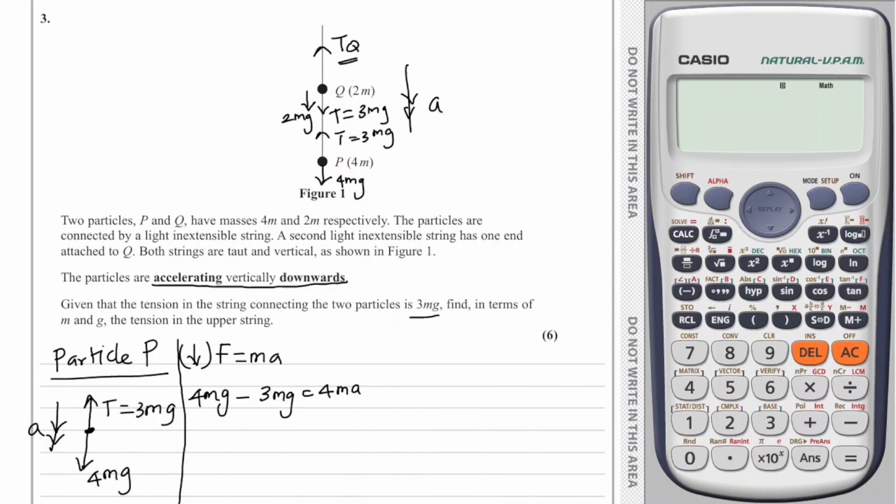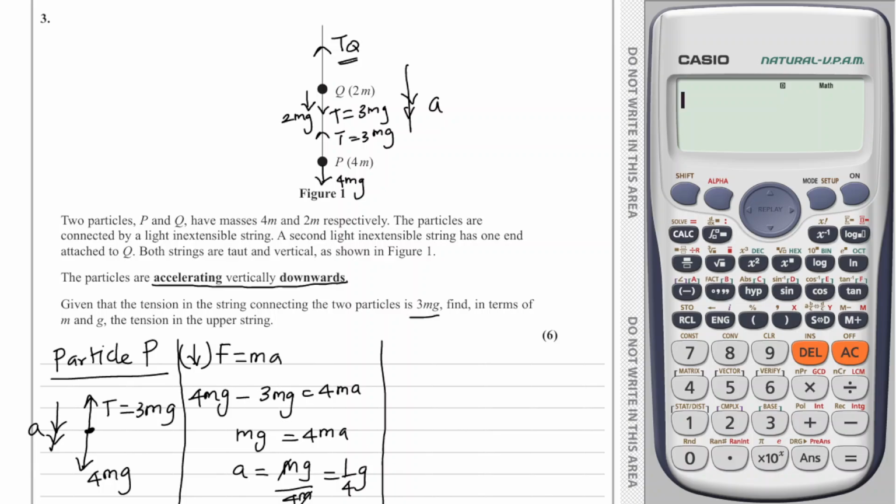Now I can simplify this. This will be mg equals 4ma. I want the A value, so A equals mg divided by 4m. The m's get cancelled, so this will be one quarter g. So we calculated that the acceleration is equal to 1/4 g.